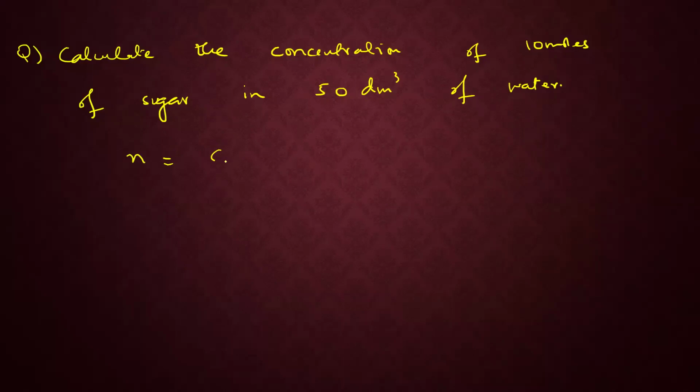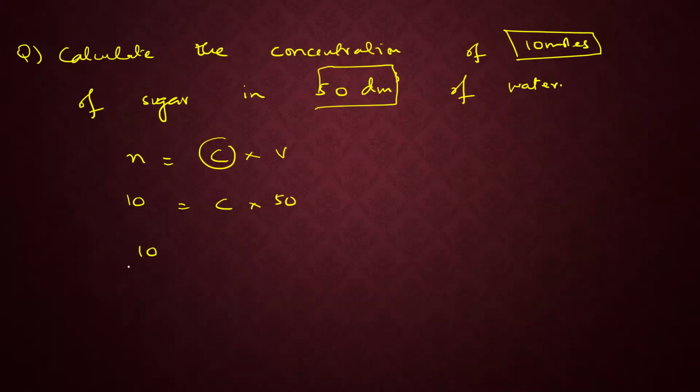So the formula was N is equal to C times V. Now they want us to find out C. Do we have N? Well, that's N, which is 10. And that's V, that's 50. So C would be equal to 10 over 50. So that would be 0.5 moles per liter. Do you guys get this part? Yes, sir. Both of you?